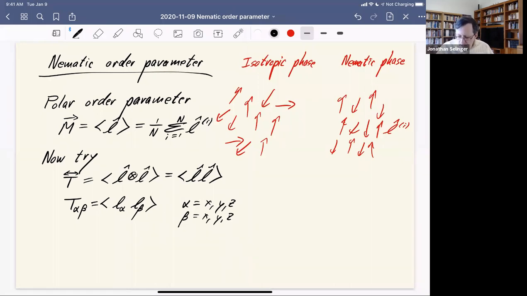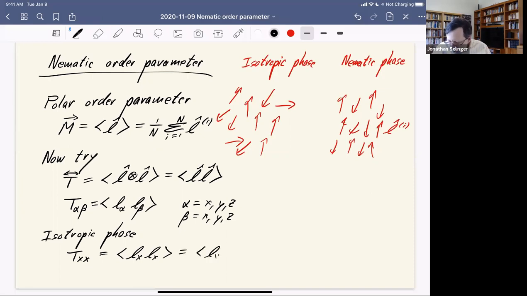Okay, so now I want to test out whether this looks like it's suitable to be a nematic order parameter. So I want to figure out what this is in the isotropic phase and what this is in the nematic phase and see if those things are different from each other. Okay, so let's do it. In the isotropic phase, well, let's figure out these components. Right? Well, for one thing, let's look at the diagonal components. Right? So components like T sub XX, and that is going to be the average of Lx times Lx, right?